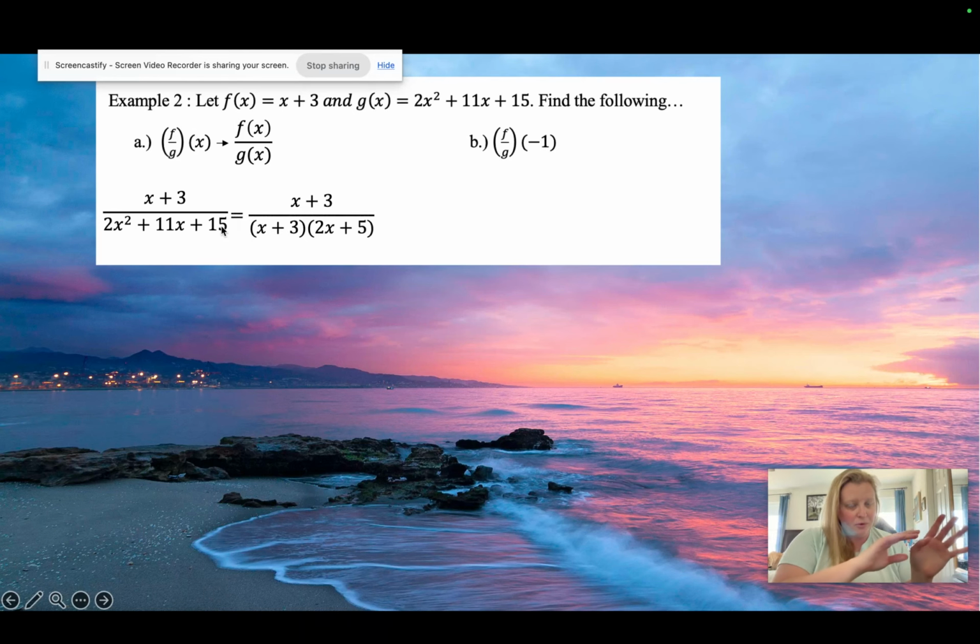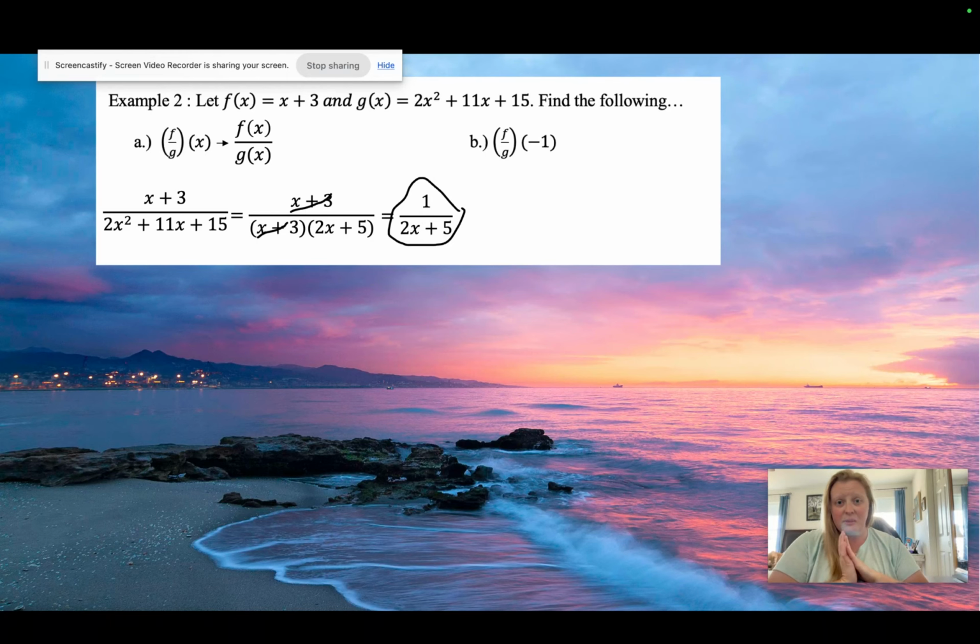Now I'm going to skip forward a little bit, and we're just going to say what you would get from the x method because we've done it so much this year. And then you can see, oh, I have matching pieces. I can cross those out. So now all I have on top is 1 and 2x plus 5 on the bottom.